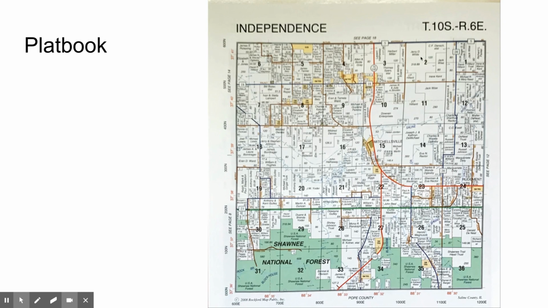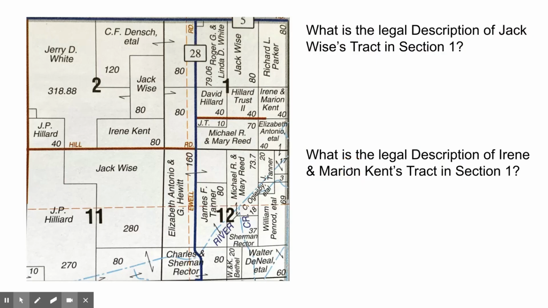Now, you notice a lot of them are kind of funky shaped. They don't fit into that nice, clean, what we were just talking about, where square 40s, square or rectangular 80s, and such. But we're going to zoom in a little bit. So this is Independence Township. We just got that top corner, sections 1, 2, and then 11 and 12.